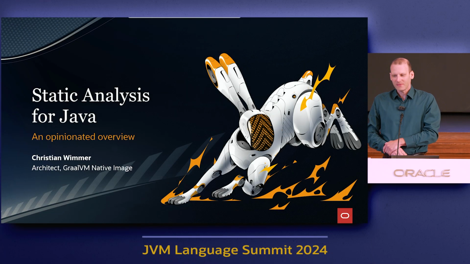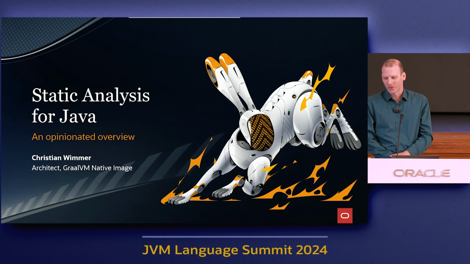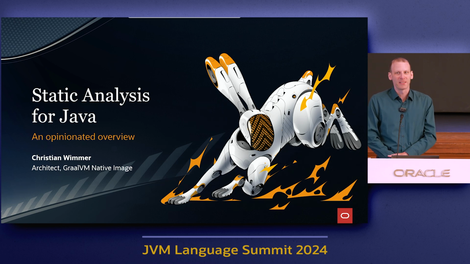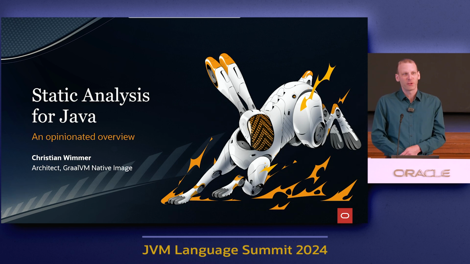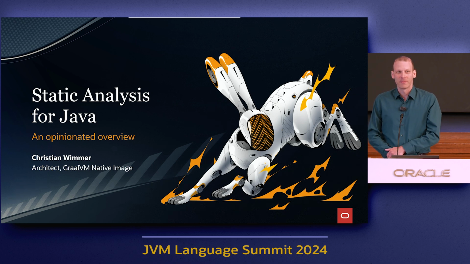Thanks, everyone. I want to talk a little bit about static analysis for Java today. And I'm calling my talk an opinionated overview. On the one hand, I'll go over some very basic concepts of static analysis that I'm sure everyone can agree on, but I'm also going to go into some experiences that we had when we did the GraalVM Native Image static analysis. And I'm sure there are some, especially people in the research community, who will not agree with everything that I'm saying, but I hope I have good arguments for all of my points.